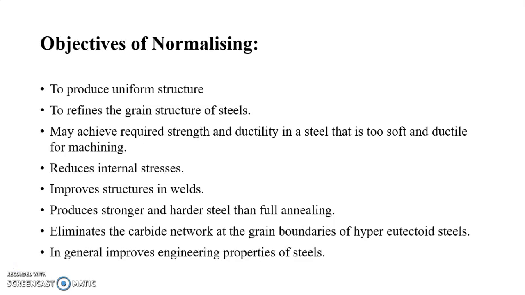The first objective is to produce a uniform structure of the metal, then to refine the grain structure of steels, to achieve required strength and ductility in a steel that is too soft and ductile for machining, to reduce the internal stresses to improve the structure in welds, to produce stronger and harder steel than full annealing, and to eliminate the carbide network at the grain boundaries of hypereutectoid steels, and in general to improve engineering properties of steels.